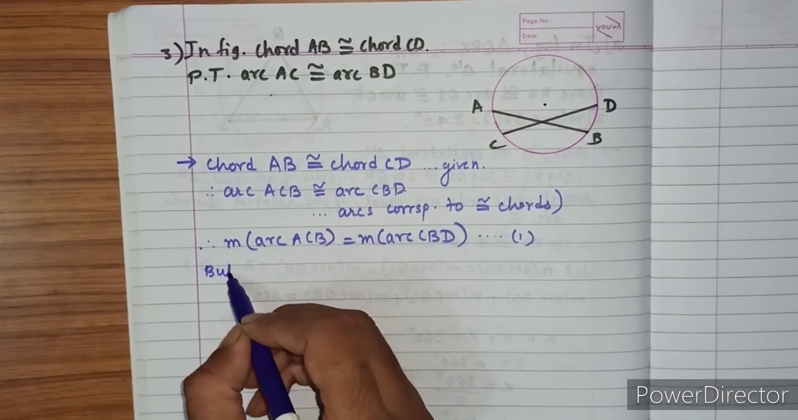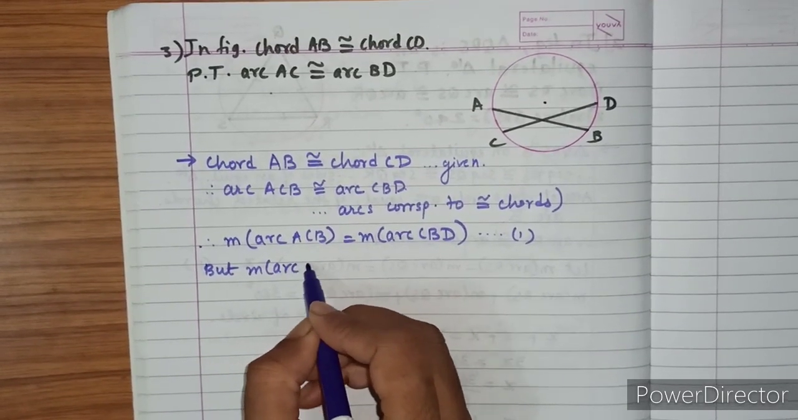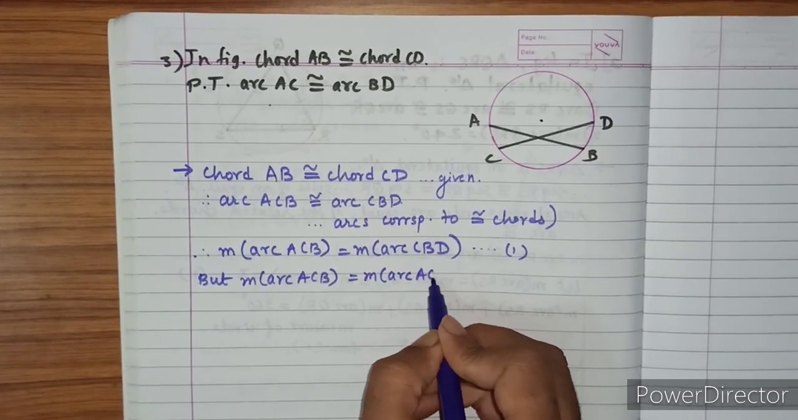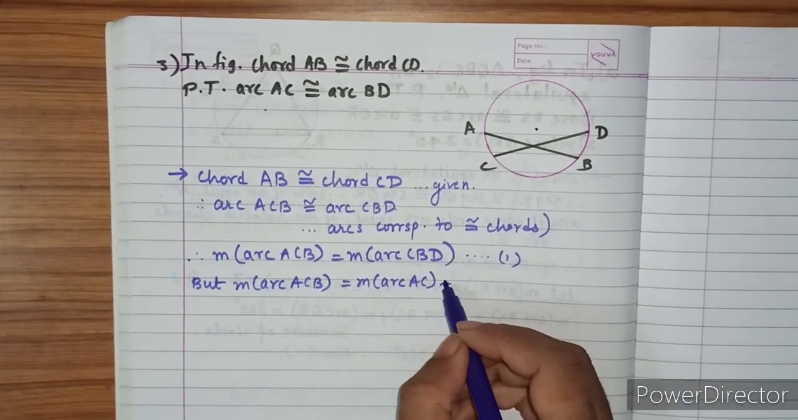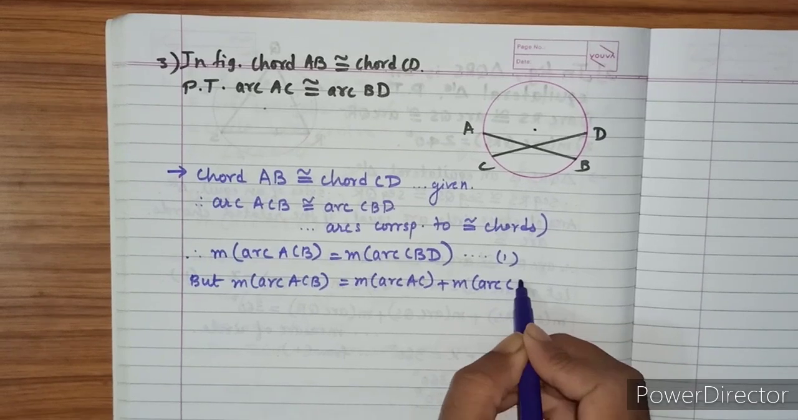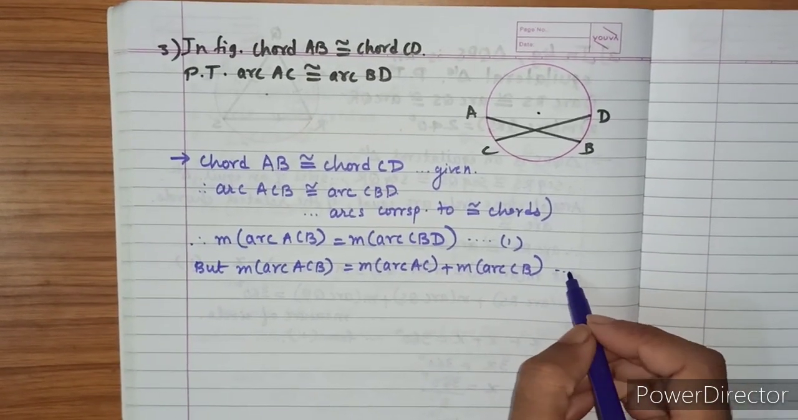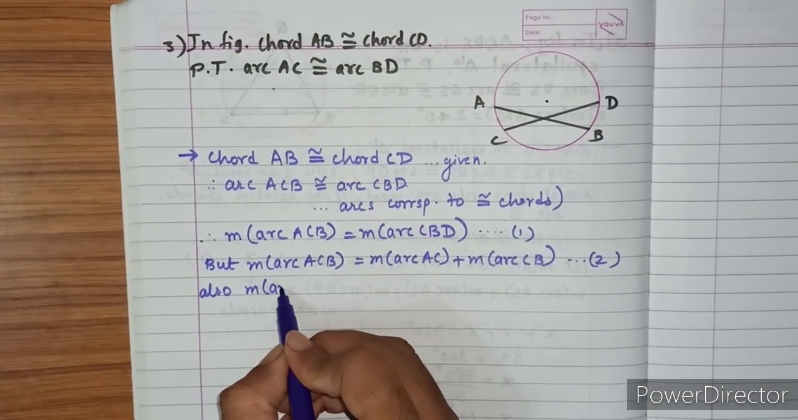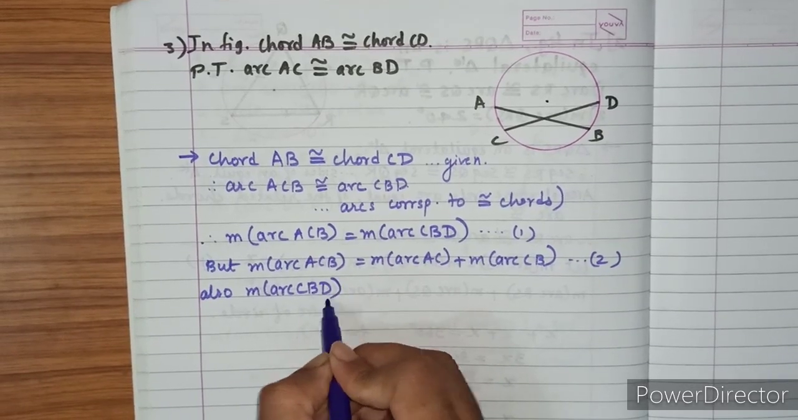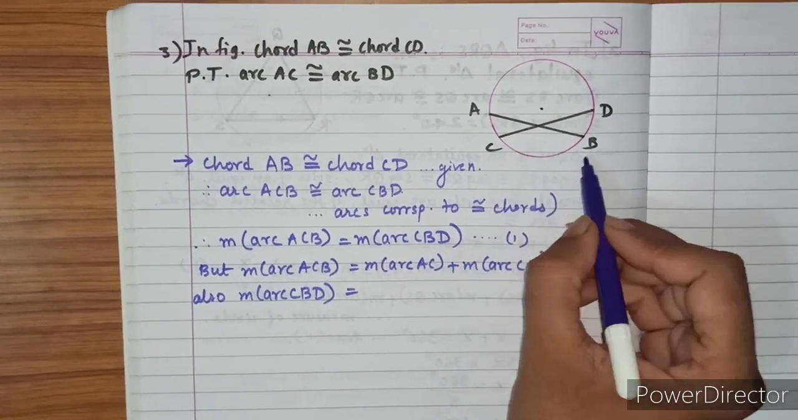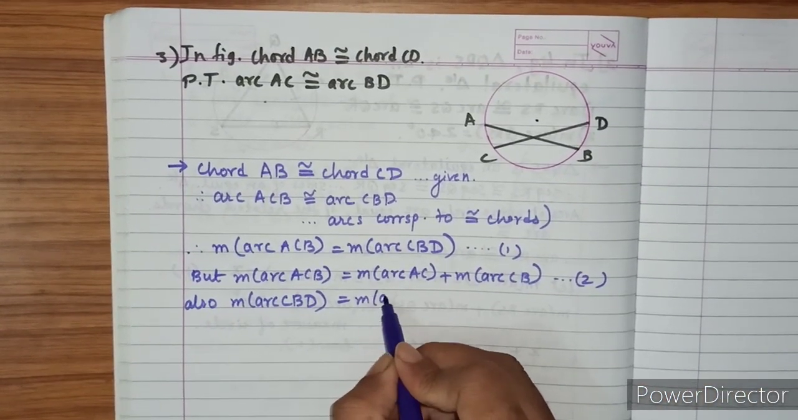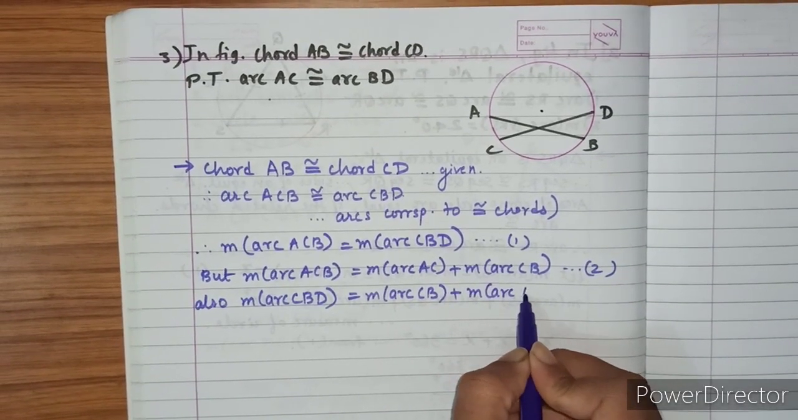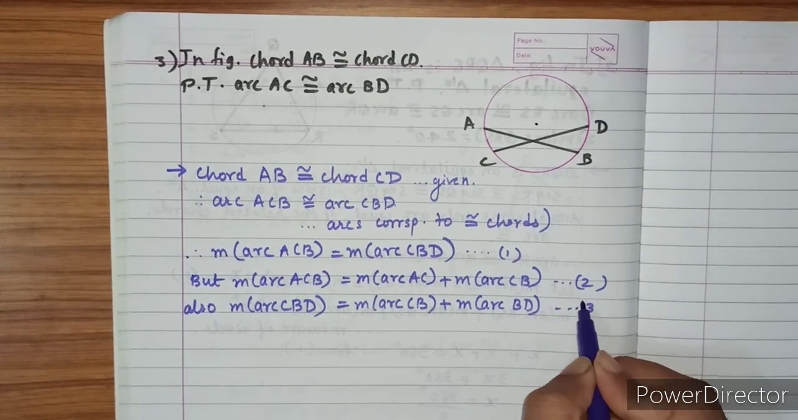But I know that measure of arc ACB is equal to measure of arc AC plus measure of arc CB. Right? Let this be 2. Same way, also measure of arc CBD will be equal to CB plus BD. So measure of arc CB plus measure of arc BD. Right? Let this be third one.